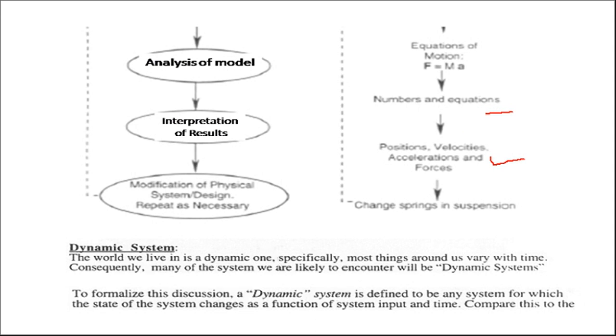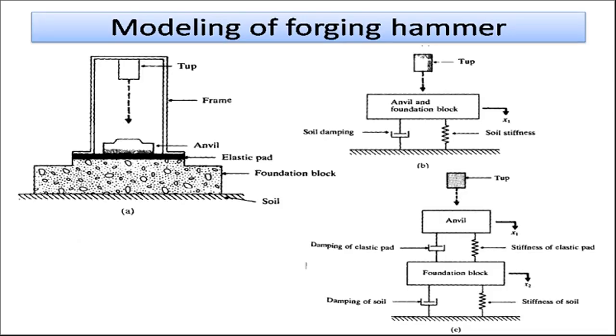Okay, now we will see how we can make the mathematical modeling for a forging hammer. So let us see here. Now you can see this particular is a forging hammer. If you observe this forging hammer, you will find that it is mounted over the ground. It is nothing but the soil here, and there is one foundation block used. Over this foundation block there is an elastic pad, and over this elastic pad there is an anvil kept. Now you can see this is the frame of this particular hammer, and this is the top.